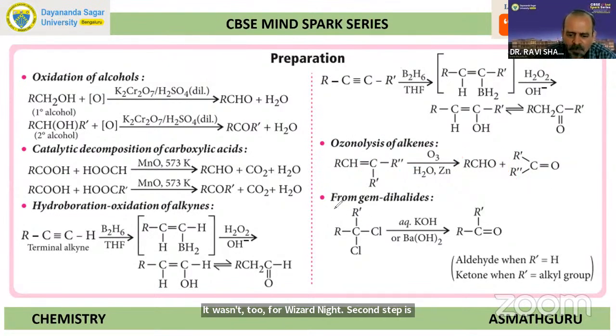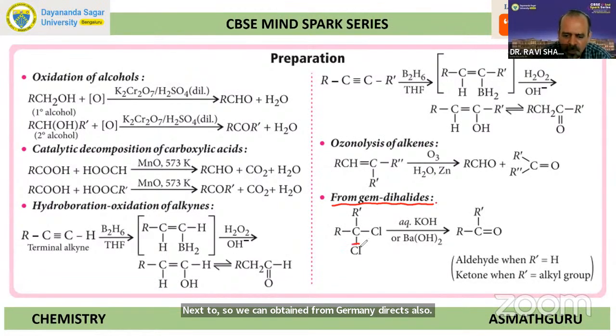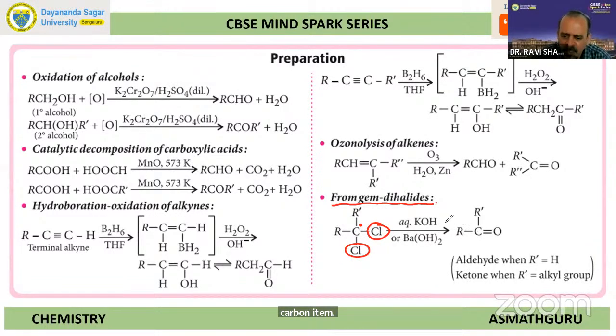Next, we can obtain them from geminal dihalides also. What are geminal dihalides? Two halogens attached to the same carbon atom. When we treat with aqueous KOH, we get a hydroxyl compound, which further decomposes to give a ketone.